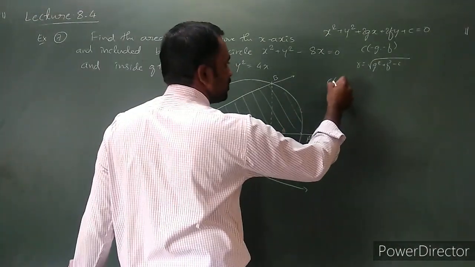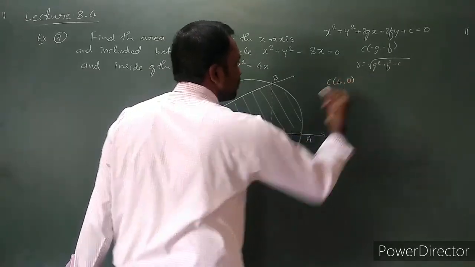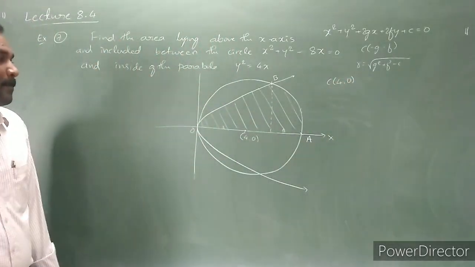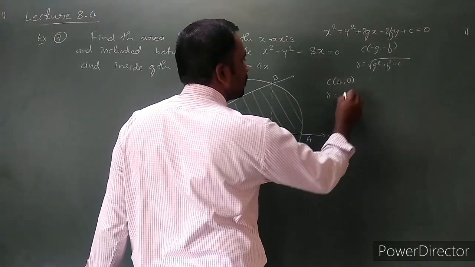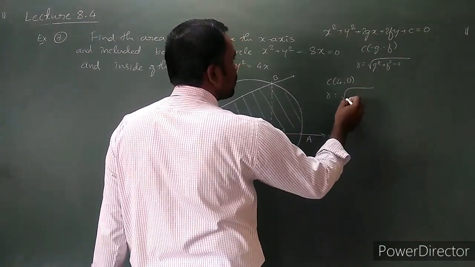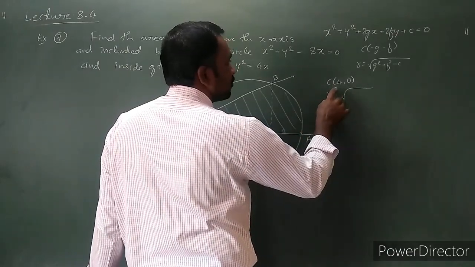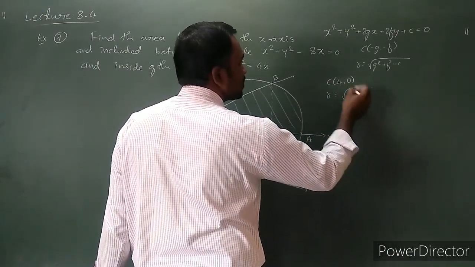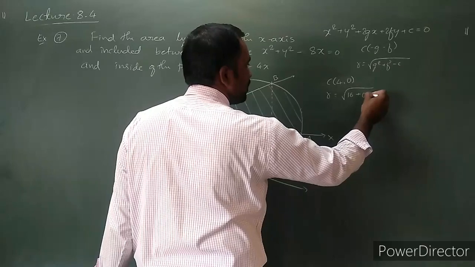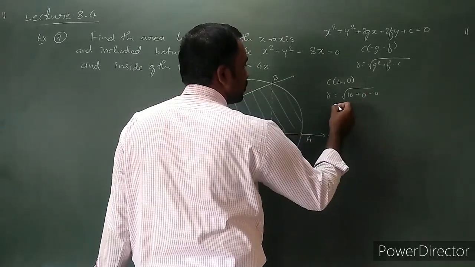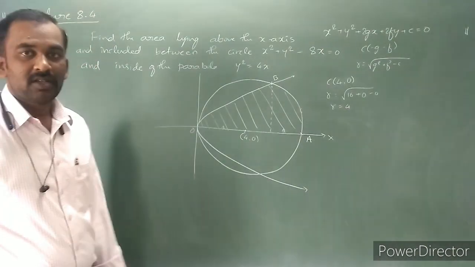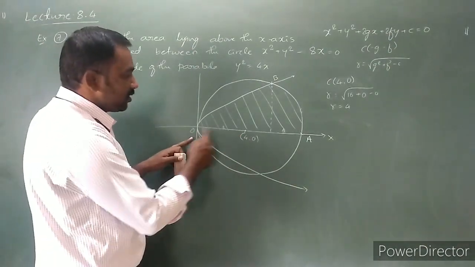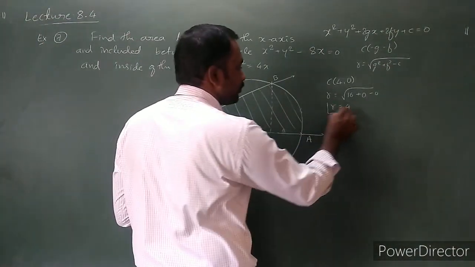Center of the circle is (4, 0). What is the radius of the circle? Radius of the circle is equal to root of g square minus c. g square is 4 squared, 16, plus f square is 0, c is 0. So root of 16 is nothing but the radius, which is 4 units. Are you clear? Center (4, 0), radius is 4 units.